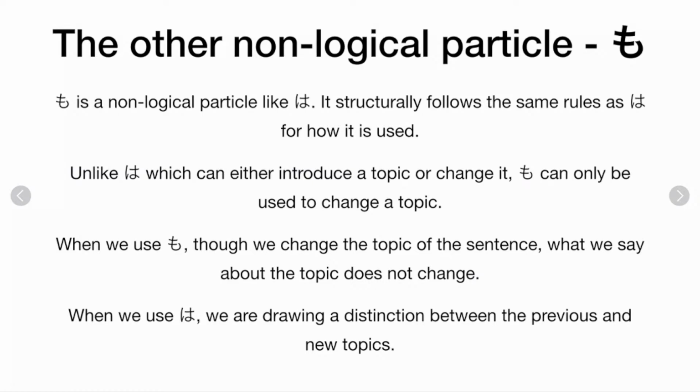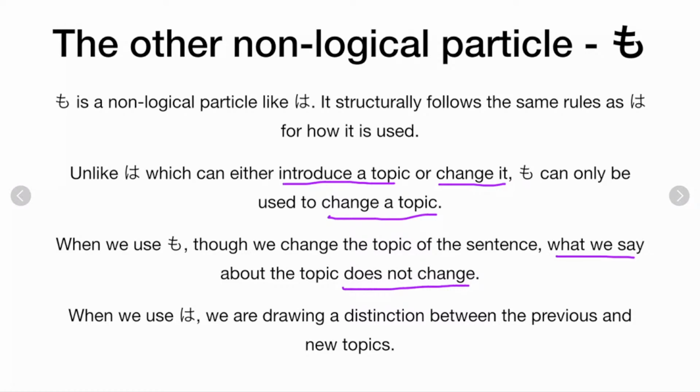So wa can either introduce a topic or change the topic. Mo only changes the topic. So you can't use mo if there isn't something that came before it that you're saying something about. Mo has to be used to introduce a new topic. And then, even though mo changes the topic, what we say does not change. What we're saying about the topic is the same.